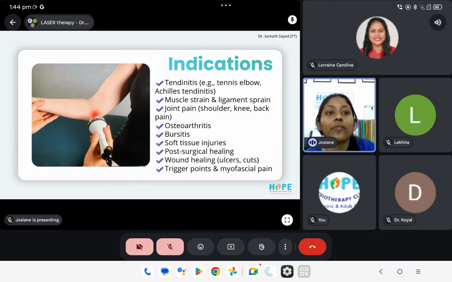What are the indications of laser therapy? Any conditions with tendinitis, like tennis elbow, Achilles tendinitis, muscle strain and ligament sprain, joint pain like shoulder, knee, back pain, osteoarthritis, bursitis, soft tissue injuries, post-surgical healing, wound healing, trigger points and myofascial pain.